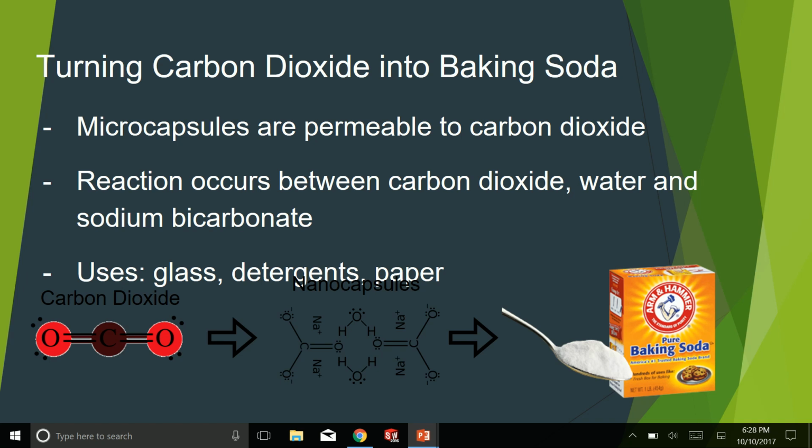Baking soda is a much more useful form of carbon sequestration. There are multiple uses for it, including paper, glass, and detergent production.